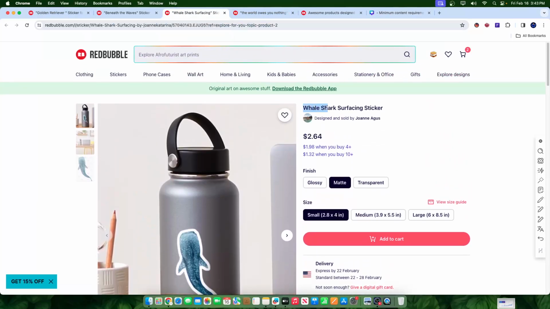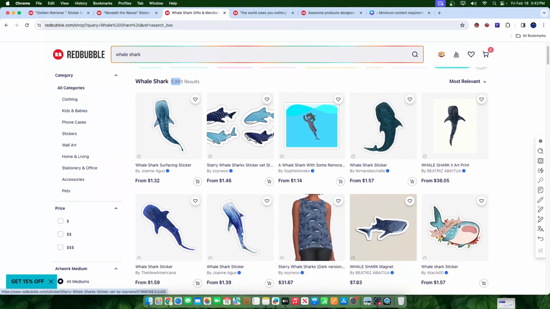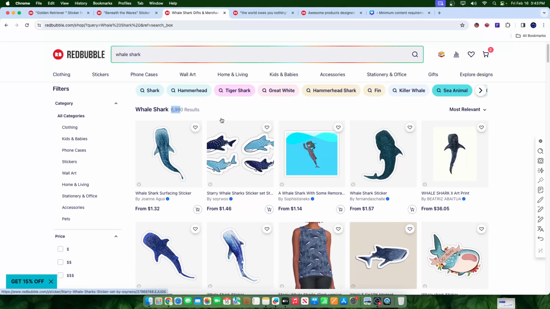If I look here at whale shark, and I do a search for whale shark on Redbubble here, there's 6,990 designs. At one point, there wasn't. At one point, there might have been 1,000, 1,200, 400, 500. Maybe that was years ago. But let's just use this example, okay?